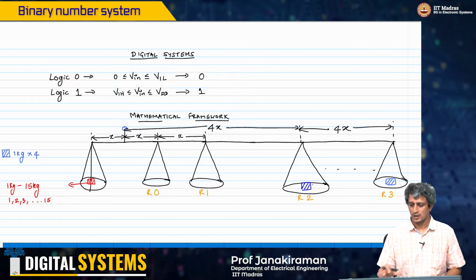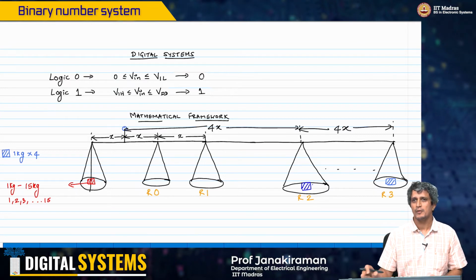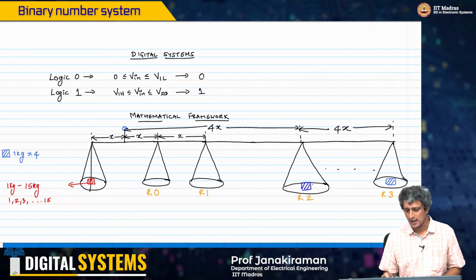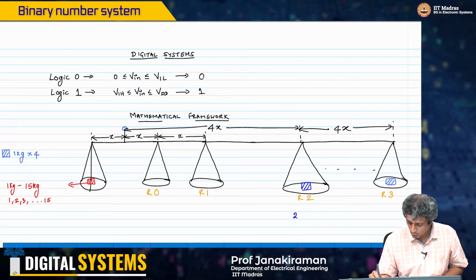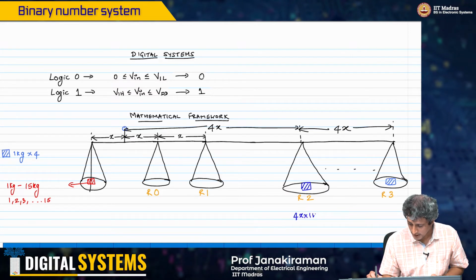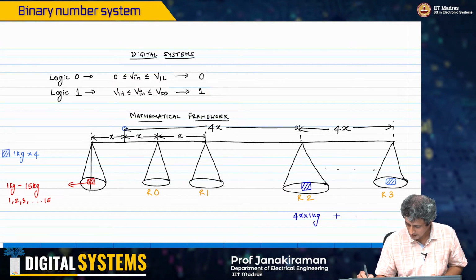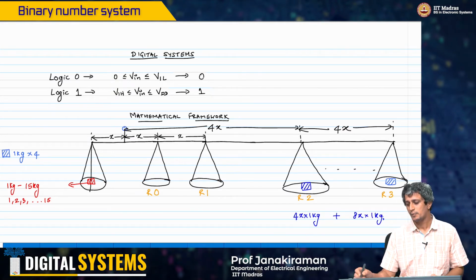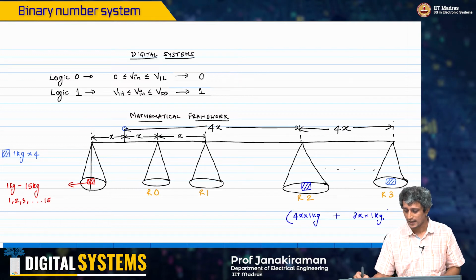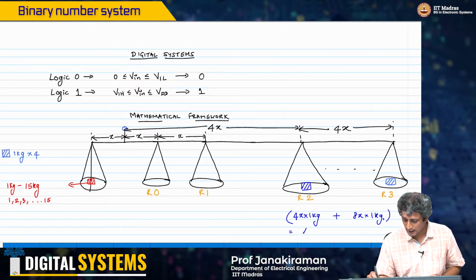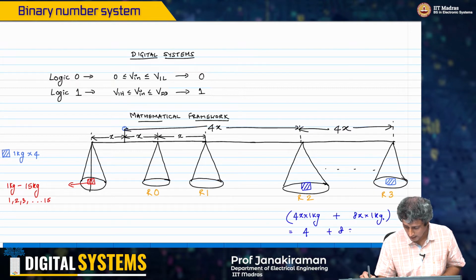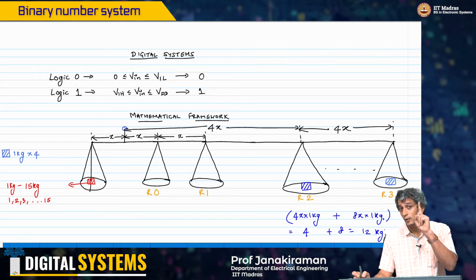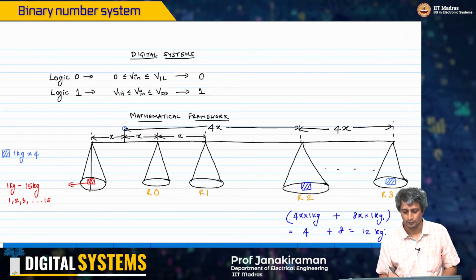So the total weight that appears because of the moments on the right hand side is 4x into 1 kg, plus 8x into another 1 kg. The net weight because of these two blocks is going to be like this. Effectively, it will be 4 plus 8 equal to 12 kg, even though I am placing only a 1 kg block on each of them.